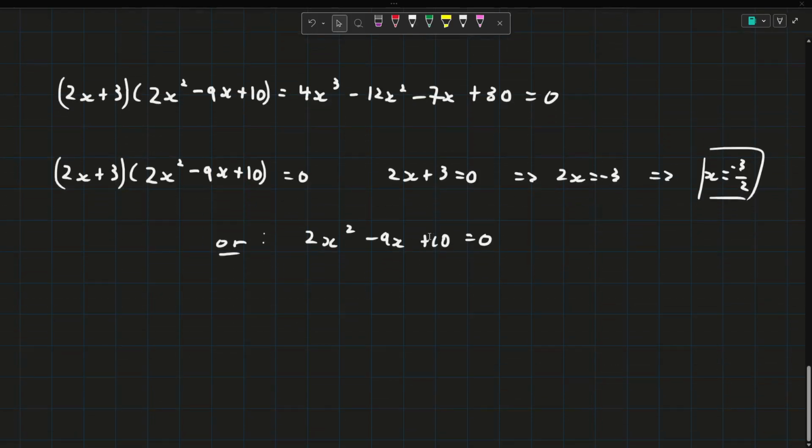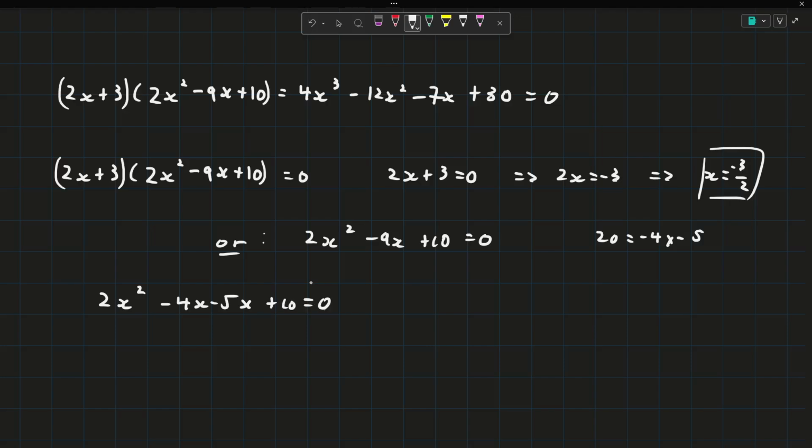So here we can look at factors of 20, because 2 times 10 is 20. So that's the factors we're looking at. And for factors of 20, we can write minus 4 times minus 5. And if we do minus 4 minus 5, that gives us minus 9x. So that's a good one to look at. Again, you can just use the quadratic formula if you want. But we can write this as 2x squared, and instead of writing minus 9x, we're going to write minus 4x minus 5x. Then we'll have plus 10 equals 0.